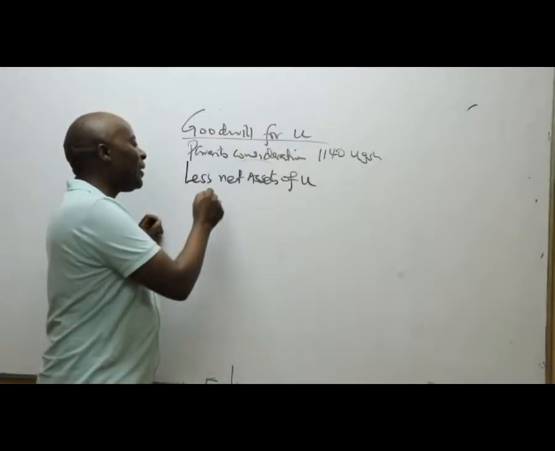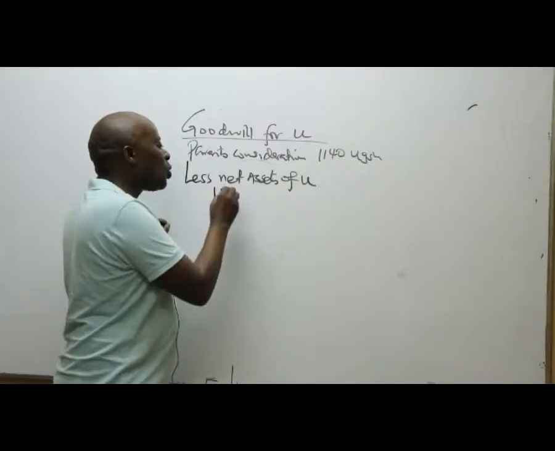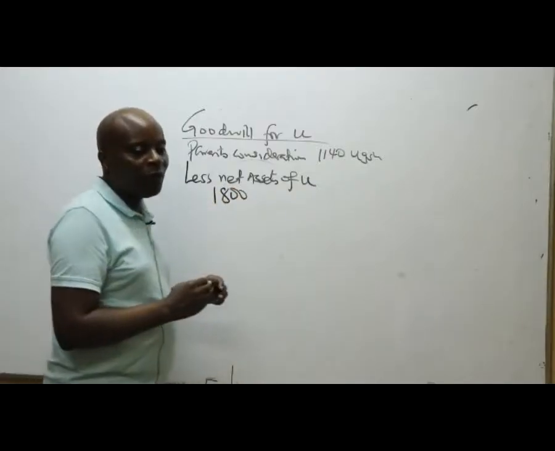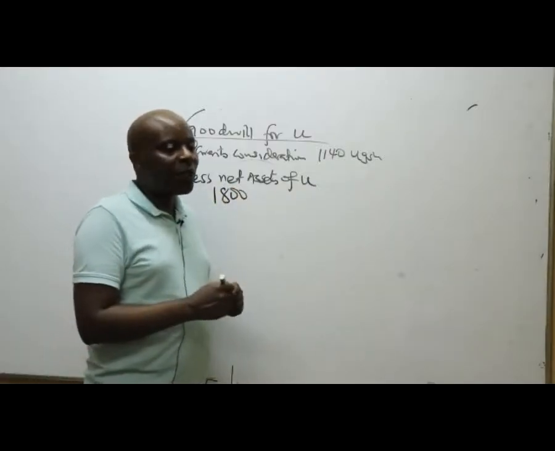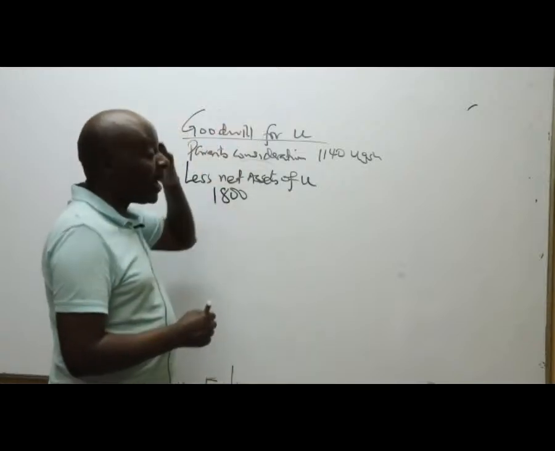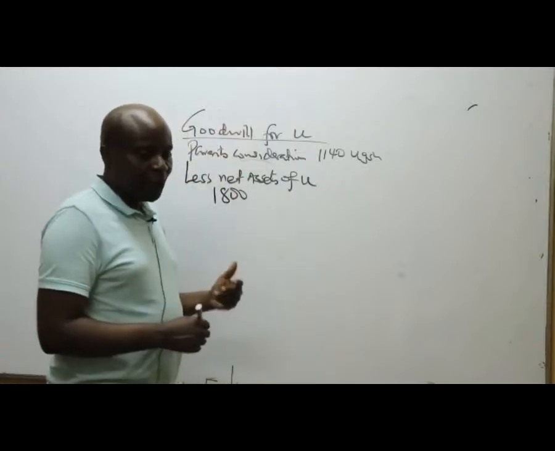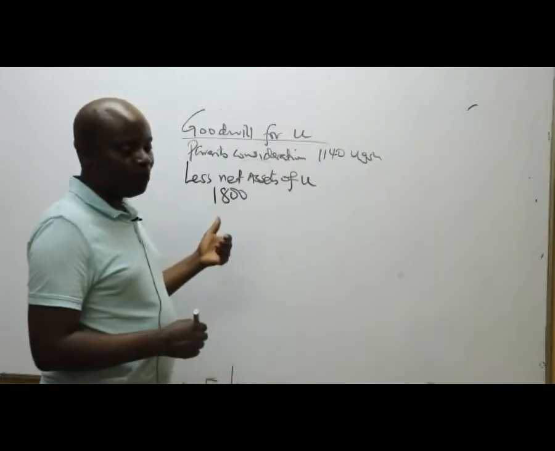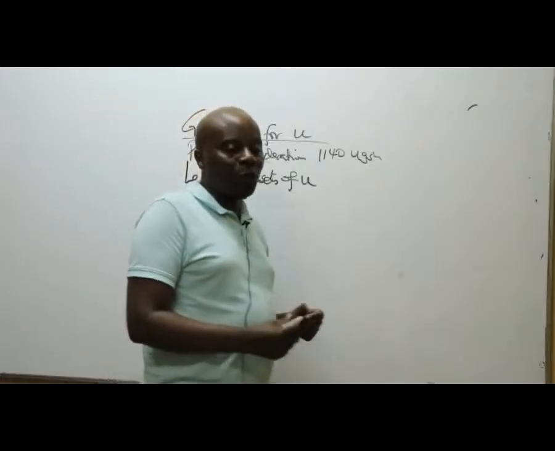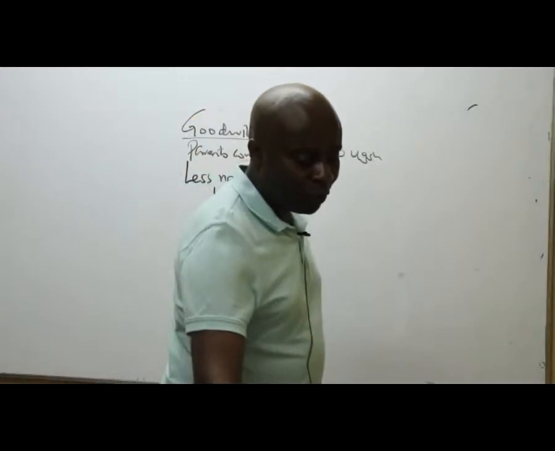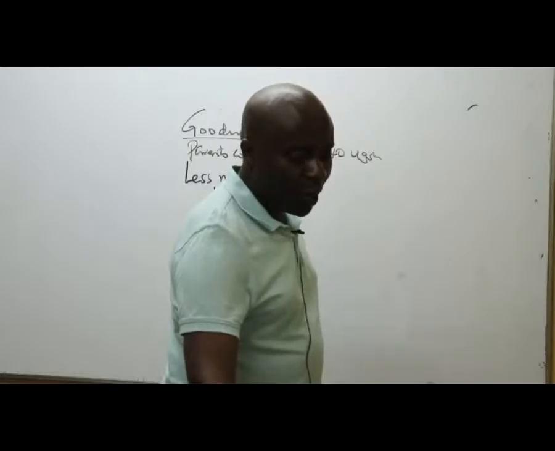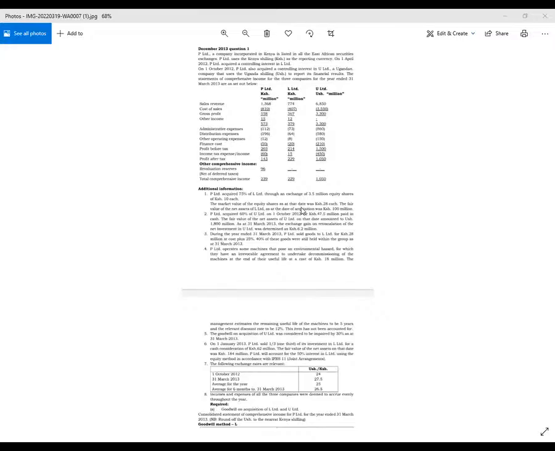But you see, this 1800 is the total, the full value of net assets, and yet here we need the partiality. So we need to know the percentage. What percentage of you did we acquire? We acquired 60%.